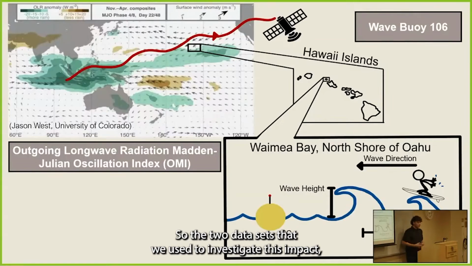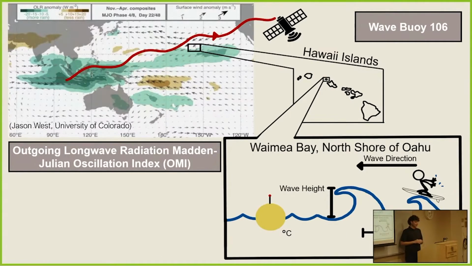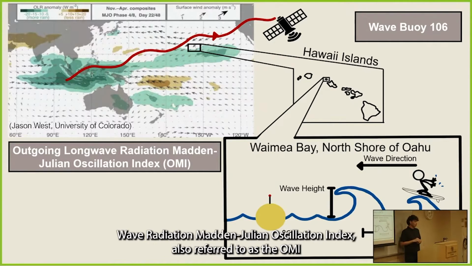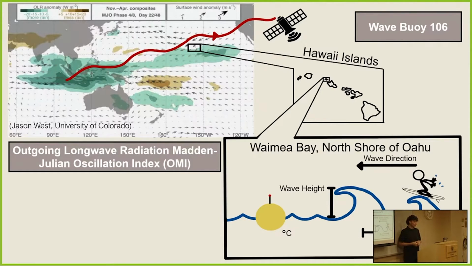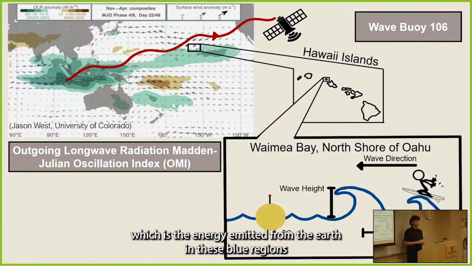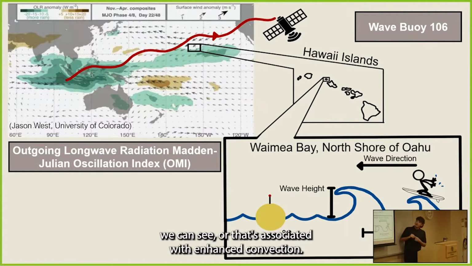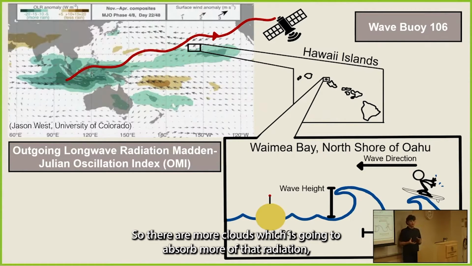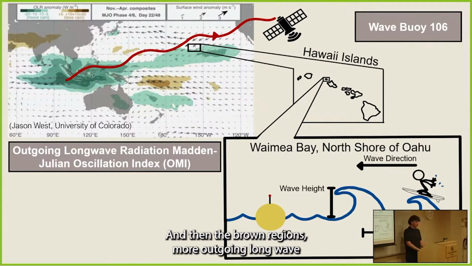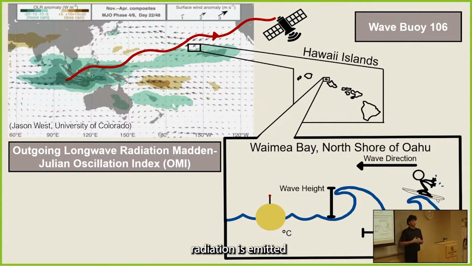So the two data sets that we used to investigate this impact, we looked at the wave buoy off of the north shore of Oahu, and the outgoing long wave radiation Madden-Julian oscillation index, also referred to as the OMI. The OMI is constructed based on the outgoing long wave radiation, which is the energy emitted from the Earth. In these blue regions, that's associated with enhanced convection, so there are more clouds, which is going to absorb more of that radiation, which is why we see the negative OLR in this upper part. And then the brown regions, more outgoing long wave radiation is emitted.